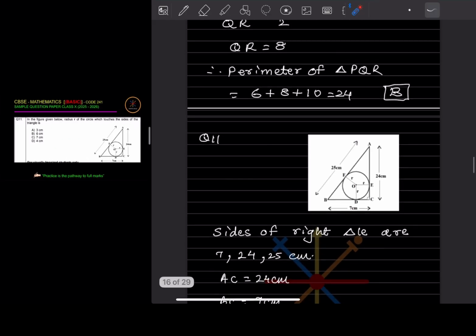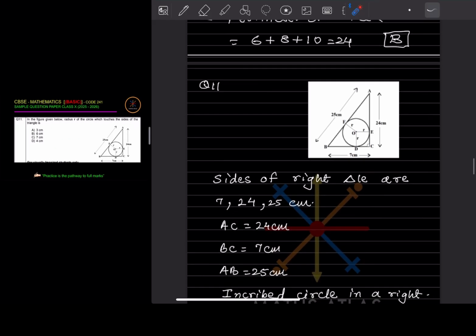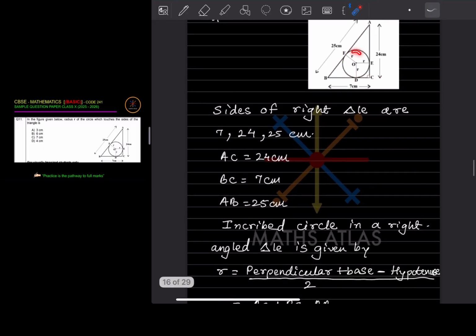Now question number 11. In the figure given below, the radius of the circle which touches the sides of the triangle is. Now the same figure I have pasted over here. You can see this is a right triangle. The sides are given as 7, 24, and 25. So AC is 24, BC is 7, and AB is given as 25. You can see the circle is inside the triangle.